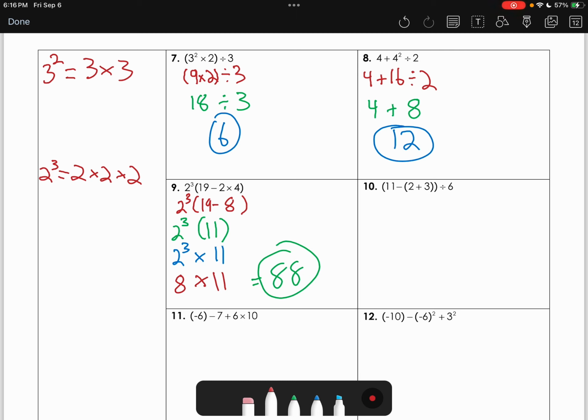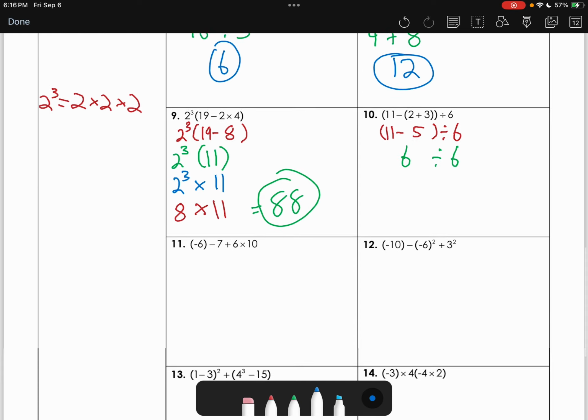Number 10, well, we have more parentheses within parentheses, so we should know by now. Let's just draw the outer parentheses. We'll even move this division and 6 down. Move our 11 and our subtraction sign, and then 2 plus 3 is going to be 5. All right, so we still have parentheses to work on. So 11 minus 5 is going to be 6. Move our division symbol down and our other 6. And we have 6 divided by 6, and that will get us to an answer of 1.